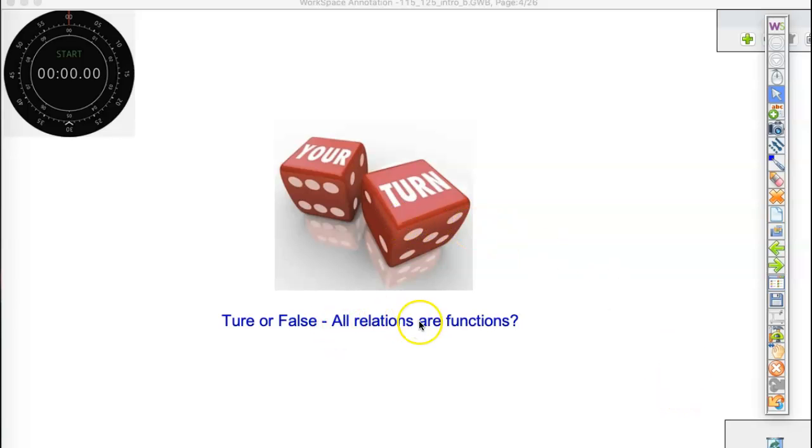Because in order for a function to be a function, it is a relationship, but each input from the domain must correspond to a single output in the range. Okay, so if you got that, good job.